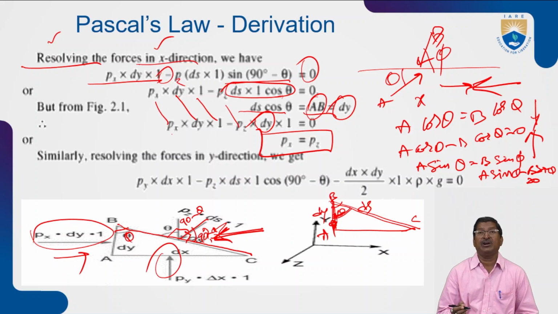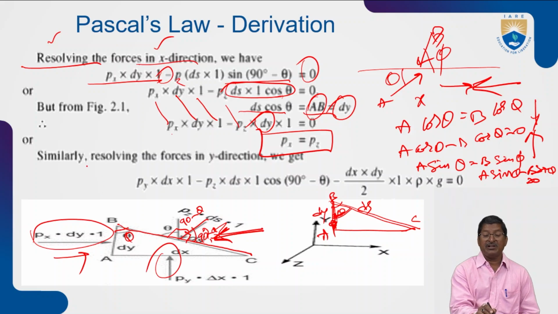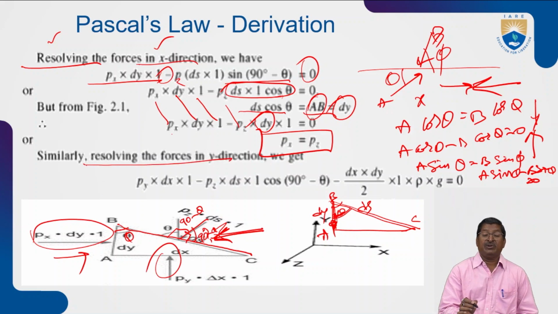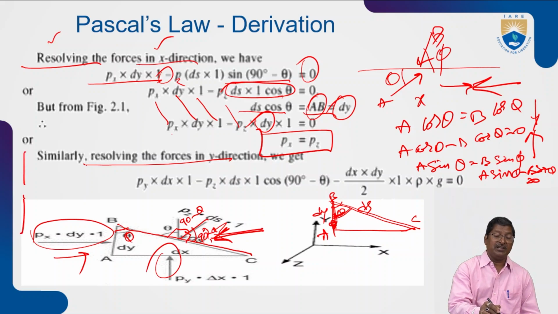So next we have to derive that it is also equal in the y direction. Now x and z directions are equal, we have to again derive in the y direction also. So similarly, resolving the forces in y direction. If you want to prove that, we have to resolve the forces in y direction, that means all the forces acting vertically. So it may be downwards, it may be upwards.